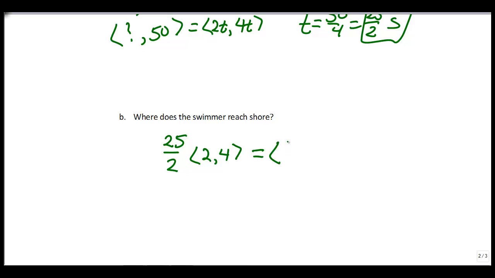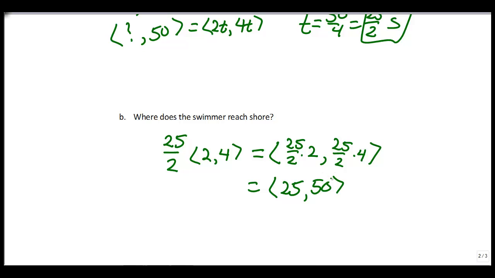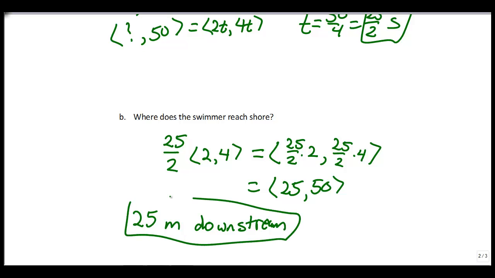This is the vector 25 halves times 2, 25 halves times 4. This is the vector 25, 4 divided by 2 is 2, times 2 is 50. So we knew we were supposed to get a 50 here. That's what the 25 halves did. But now we get an x component of 25. So we end up 25 meters downstream. Really on the shore, but we end up 25 meters downstream. Our swimmer does.